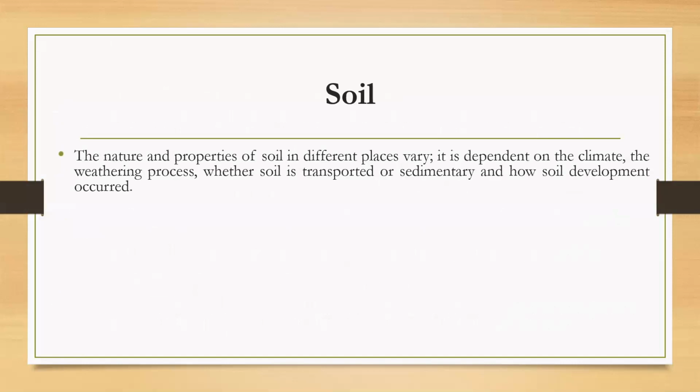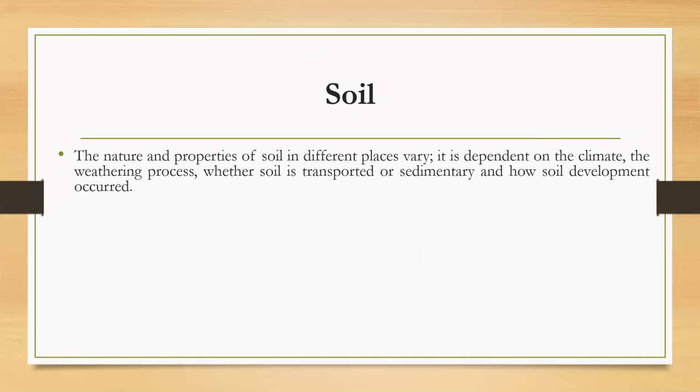Now the last very important factor, that is the soil. What is soil? Soil is nothing but the outermost layer of the earth crust which supports life. That is important. The nature and the properties of the soil in different places vary. Again, this also shows variation. The quality of the soil, fertility of the soil, water holding capacity of the soil is not uniform throughout the earth. Even that is not uniform in a particular area.